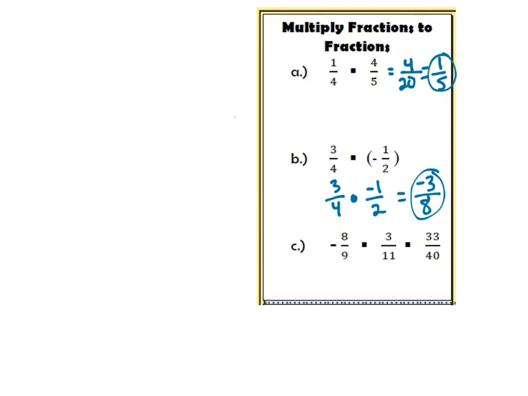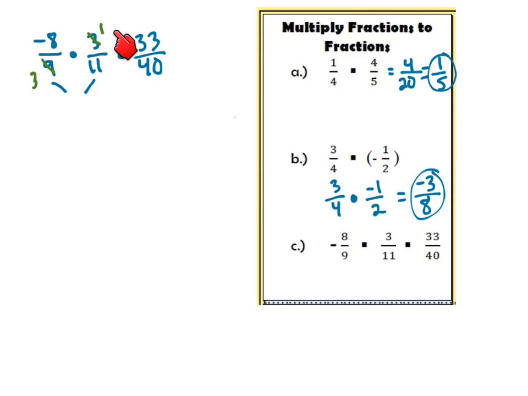All right. I'll tell you, this last one is a lot easier if you were able to cross cancel. I've got -8/9 times 3/11 times 33/40. Yuck. Well, I'm going to take my first two terms, and I'm going to cross cancel. What goes both into -8 and 11? Nothing. But what goes into both 9 and 3? 3. 3 divided by 3 is 1. 9 divided by 3 is 3.